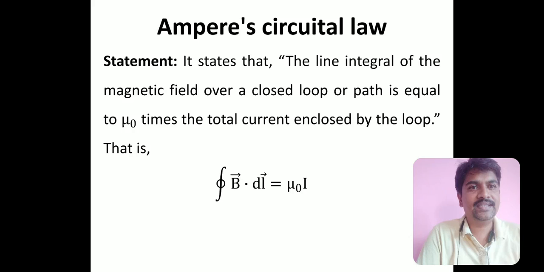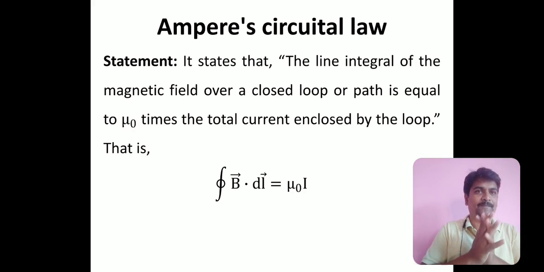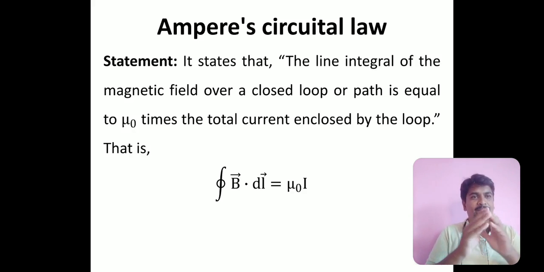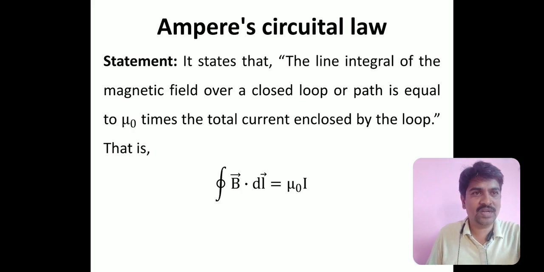It states that the line integral of the magnetic field over a closed path, be careful, it has to be a closed path, is equal to mu naught times the total current enclosed in that closed path. Ampere's circuital law is analogous to Gauss's law in electrostatics. There I consider a Gaussian surface and look for the flux coming out of the surface, and I equate that to 1 over epsilon naught times the total charge enclosed.